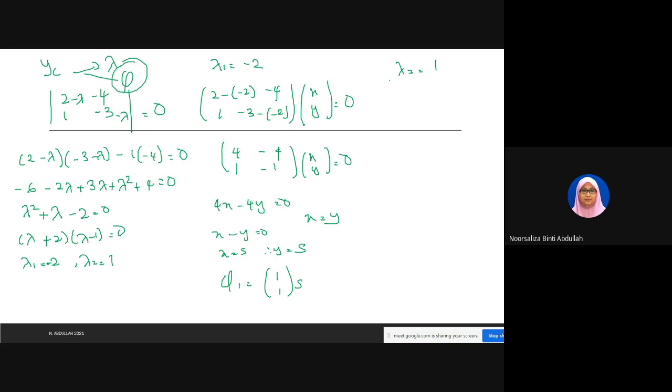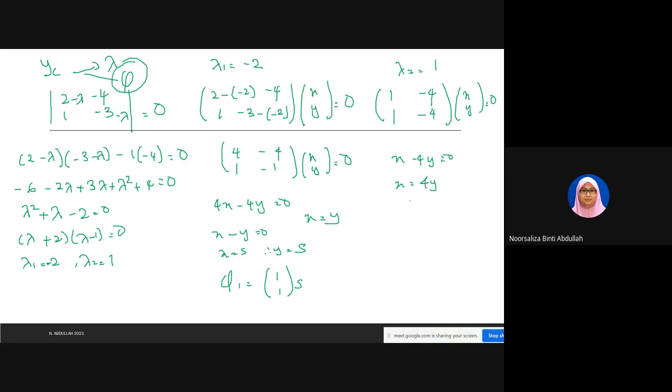Okay, so lambda 2 equals 1, you replace lambda with 1 here. Then you will have 2 minus 1 is 1, and then minus 4, 1 minus 3, minus 3 minus 1, so you have minus 4. X, Y, 0. Then you have x minus 4y equals to 0. Then your x will be equal to 4y.